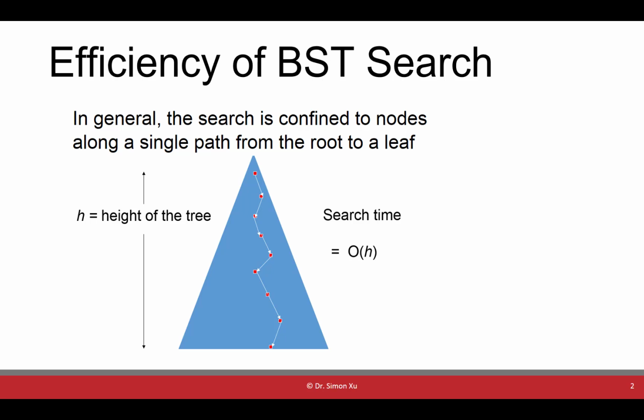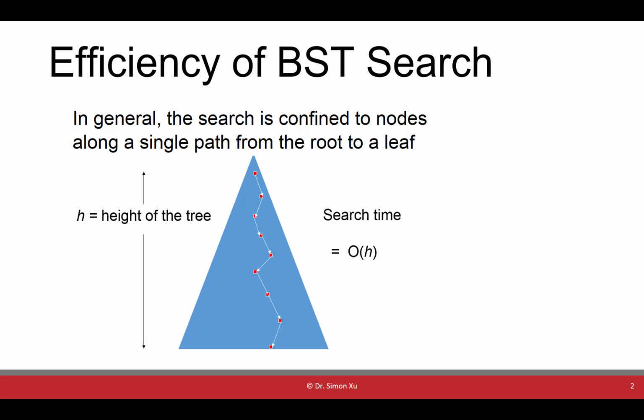For example, if we are looking for 4, we compare 4 with the root node item 6. 4 is smaller, so we go left. And then compare 4 with 2. 4 is larger, so we go to the right subtree. And then we find 4. So the search is confined to nodes along a single path through the root to a leaf.